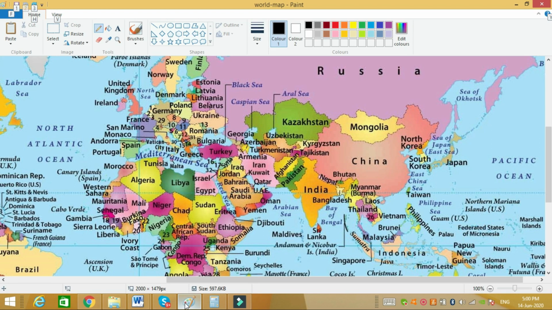Today we are going to discuss one of the very important questions: why is the standard meridian of India 82 degrees and 30 minutes? For the sake of convenience, I have this map in front of you. So without wasting time, let us start this video and see how the standard meridian of India is 82 degrees 30 minutes.